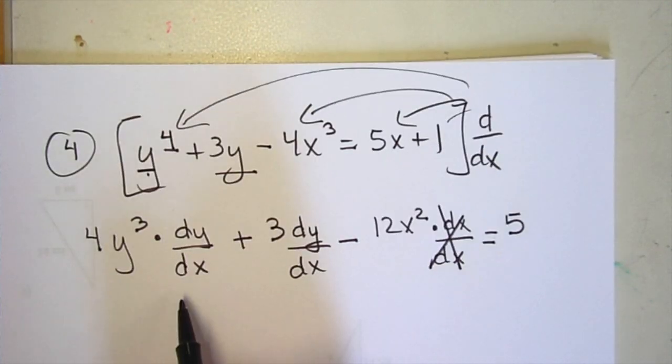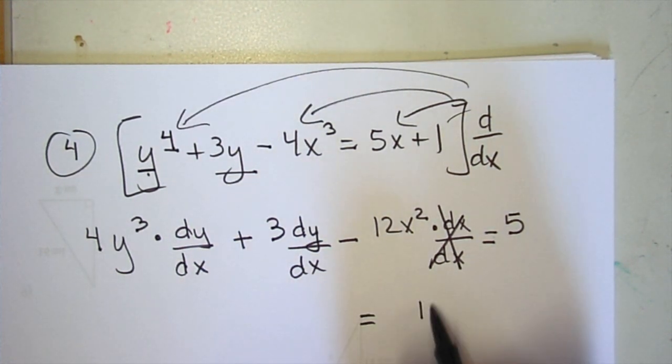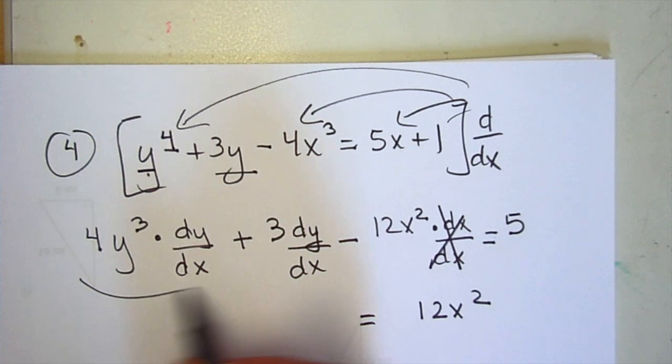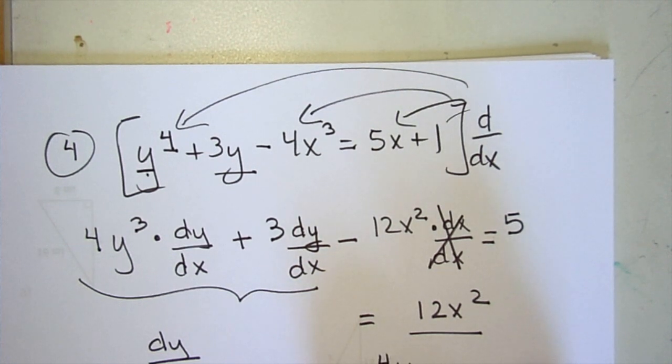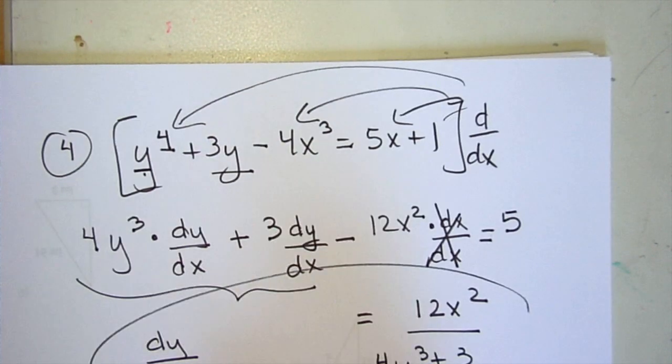Okay, I'm going to simplify this. I'm going to go ahead and move the 12x squared over. Both of these have the dy/dx, so I can go ahead and factor out the dy/dx and move this over. So this is my derivative.